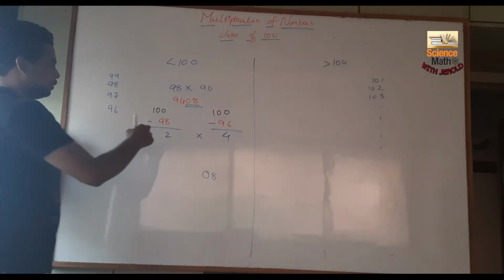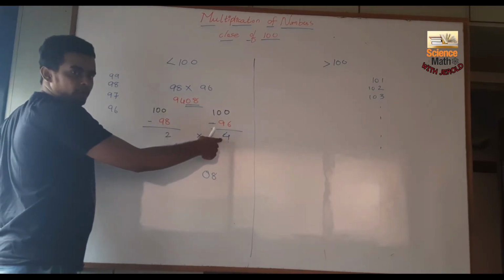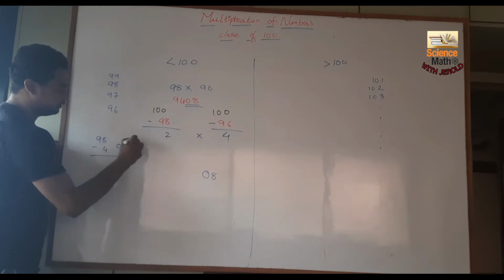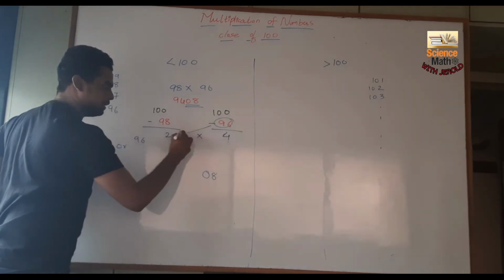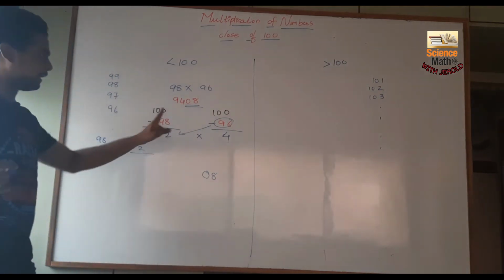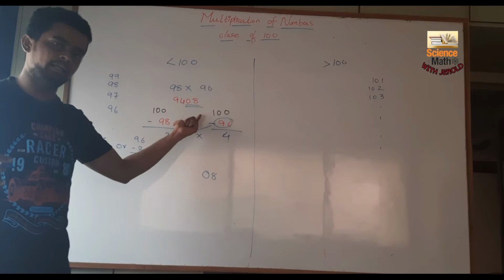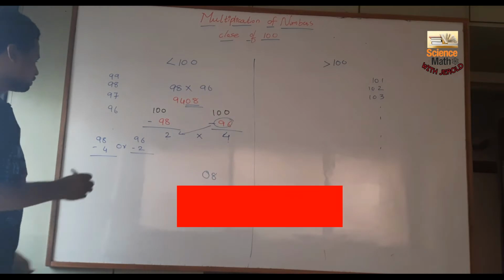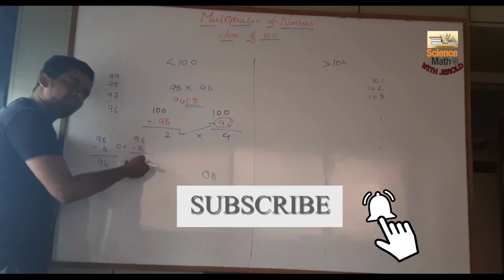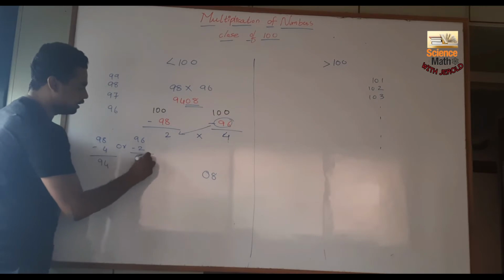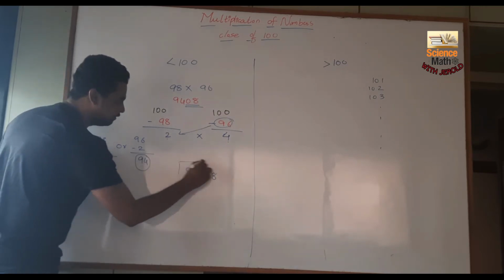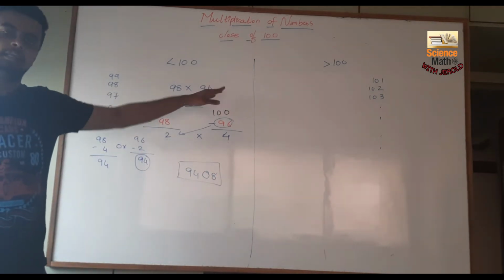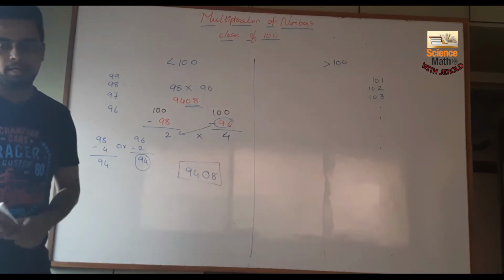So multiplying the differences of the numbers from 100 gives me the answer 8. Similarly, now this number 4 I can subtract from 98, or 2 from 96. So subtracting either number with the other number's difference. 98 minus 4 will give me 94, and 96 minus 2 will also give me 94. So taking this 94 in front of these two numbers gives me the answer for my multiplication of 98 multiplied by 96, which is 9408.